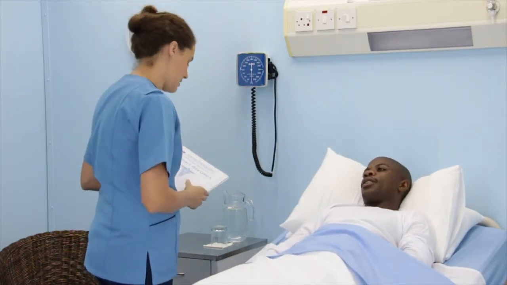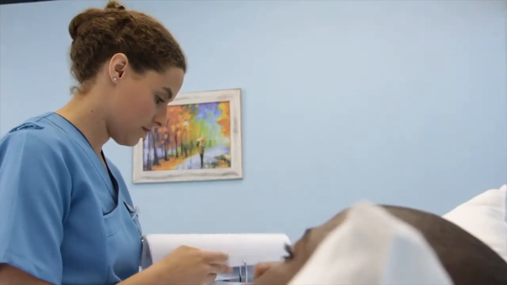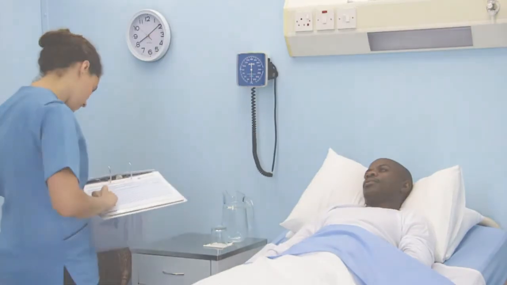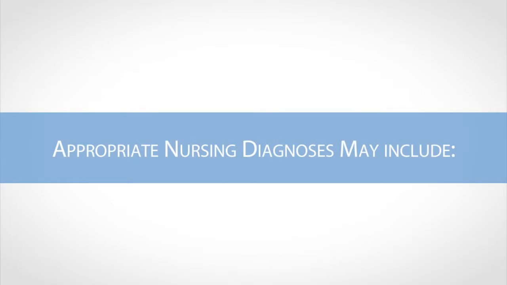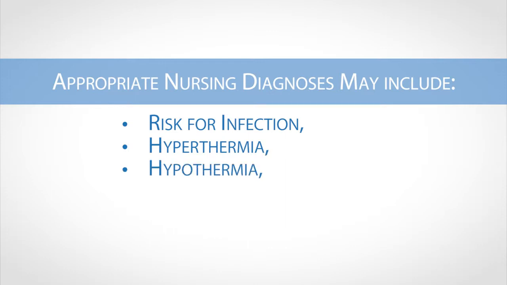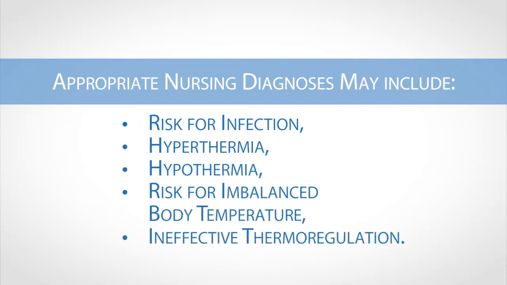Check the physician's order or the nursing care plan for the frequency to monitor body temperature. More frequent measurements may be appropriate based on nursing judgment. Appropriate nursing diagnosis may include the following: risk for infection, hyperthermia, hypothermia, risk for imbalanced body temperature, and ineffective thermoregulation.